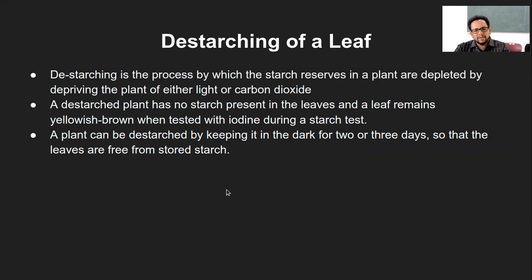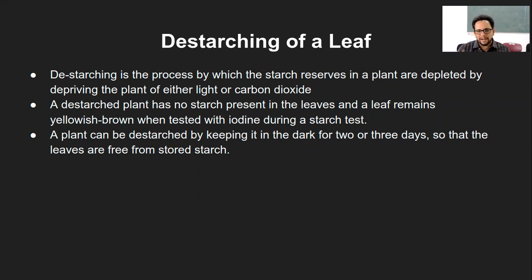When there is excess glucose, that will be stored in the form of starch within the leaves, and that starch is utilized whenever the plant has less glucose or less photosynthesis happening. So that's when the starch becomes like a storage, and that will be broken down into glucose, and that will be converted into energy. So that starch is the reserve food material for the plant.